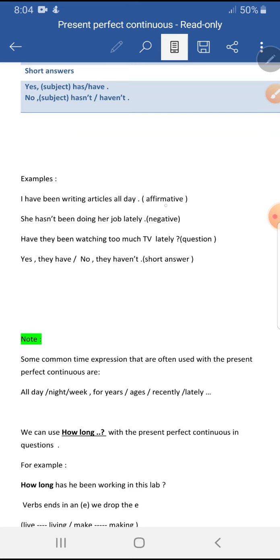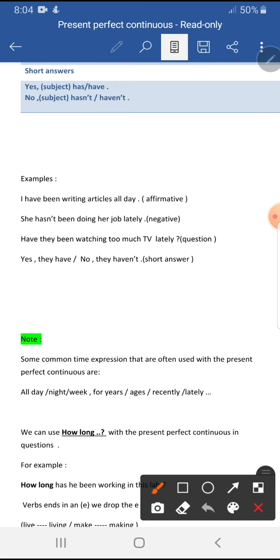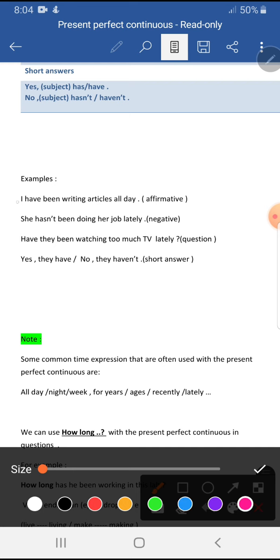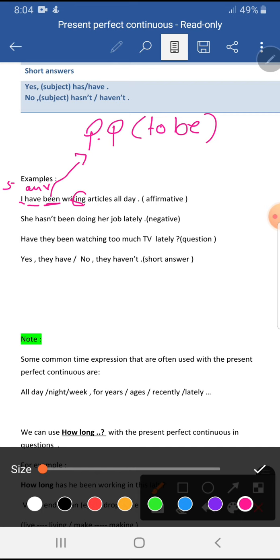Now let's move to the examples. Examples in affirmative للجملة المثبتة. I have been writing articles all day. I, this is the subject. Have, this is the auxiliary verb. Been, this is the past participle. Past participle للفعل to be. Verb with ing. Articles all day. All day, this is a time expression.